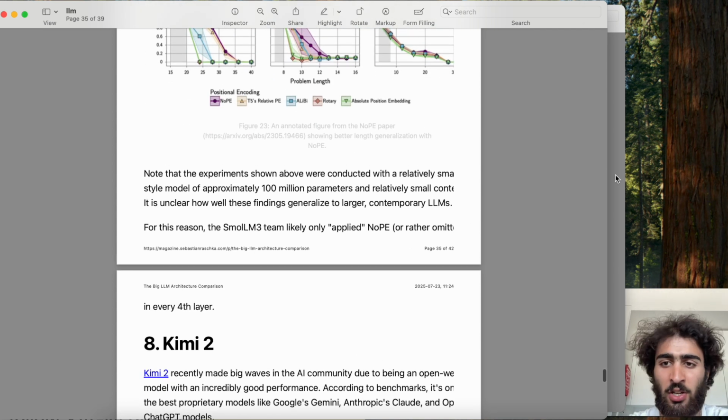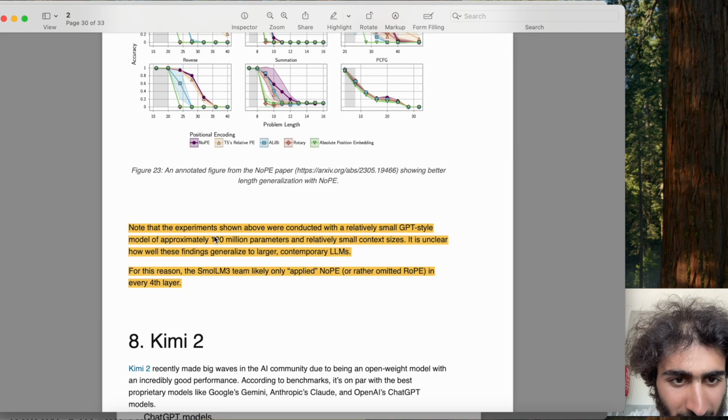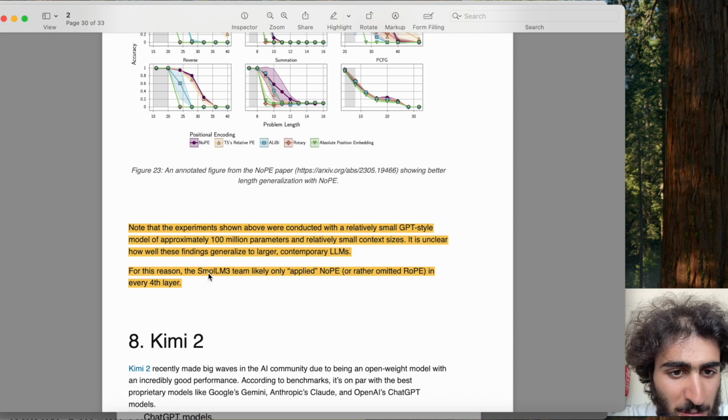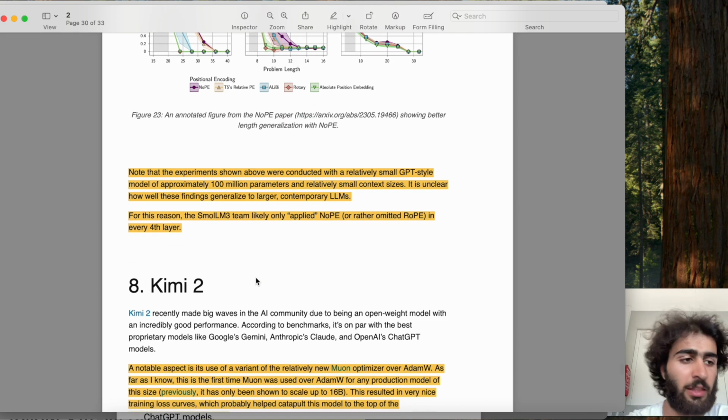But I am very suspicious of this, and you can see literally here that it was only tested up to 100 million parameters in size. So it has never been actually verified at scale, and it's most likely for this reason that the SmolLM3 team only uses it once every fourth layer, I guess just to have less computation. So this is definitely something you can get away with.